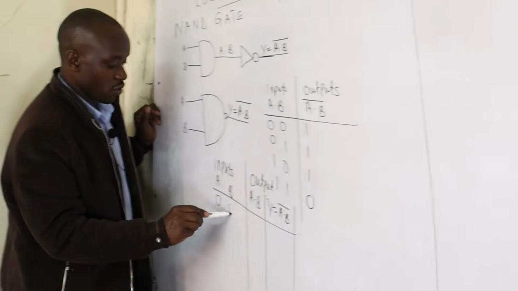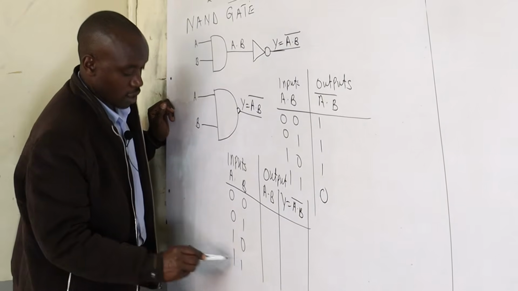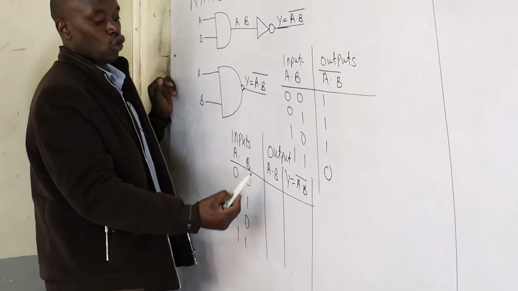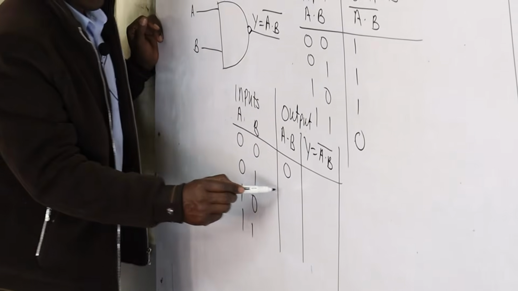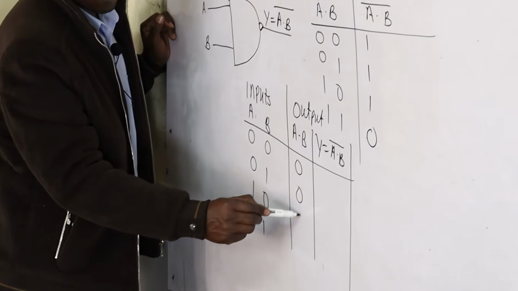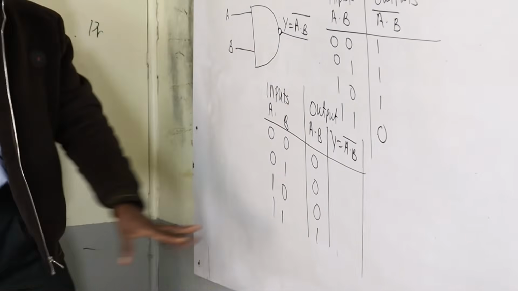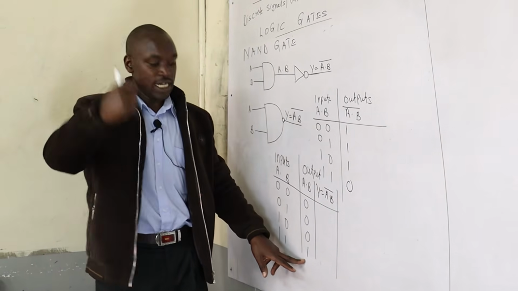So our inputs are 0, 0, 0, 1, 1, 0, and 1, 1. We agree that an AND gate is like dot or multiplication. So 0 dot 0 will be 0. 0 dot 1 will be 0 again. 1 dot 0 will be 0. And then 1 dot 1 is 1. Up to this point, this is the output of an AND gate.